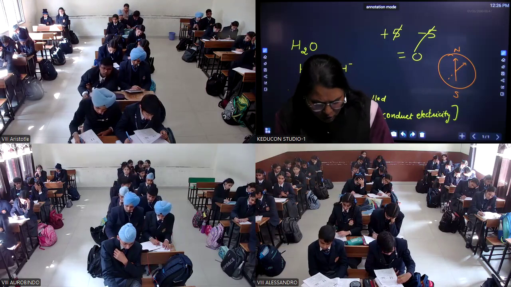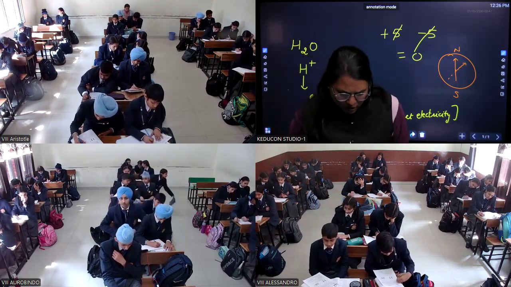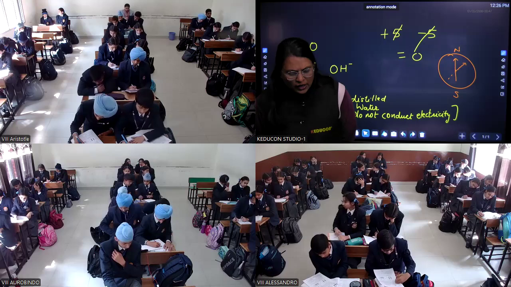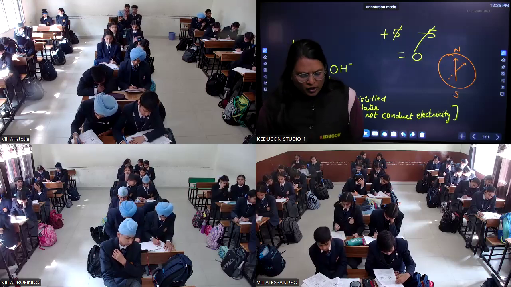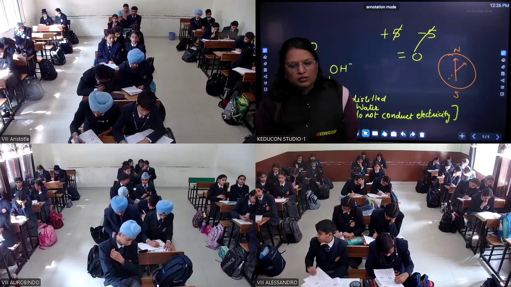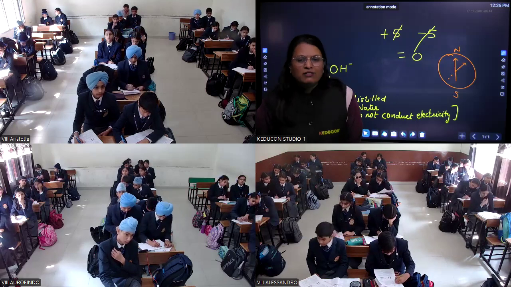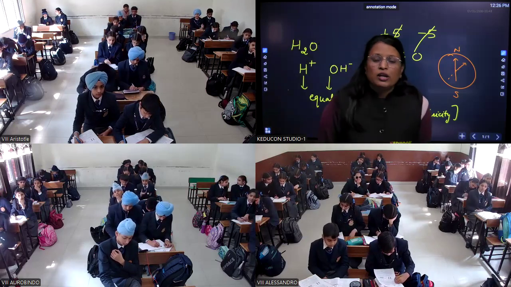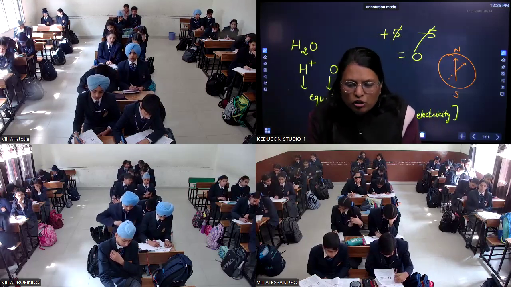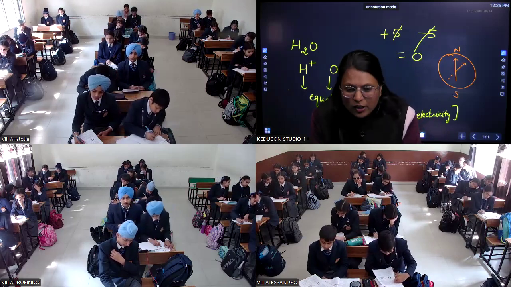Now, next question. Assertion: chromium plating is done on many objects such as bath taps, bicycle handles, and bars. Reason: chromium has a shiny appearance and does not corrode. The assertion is true and the reason is true. Is it the correct explanation or not? Yes, it is the correct explanation also.